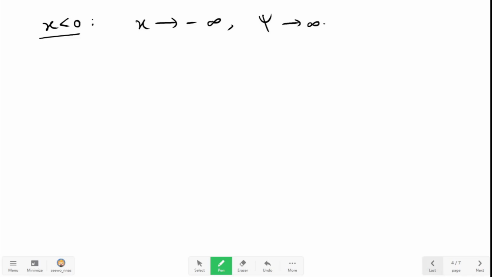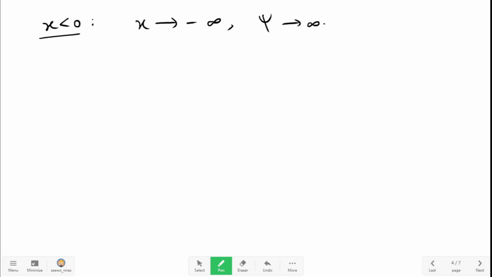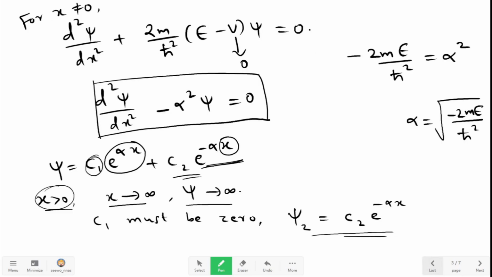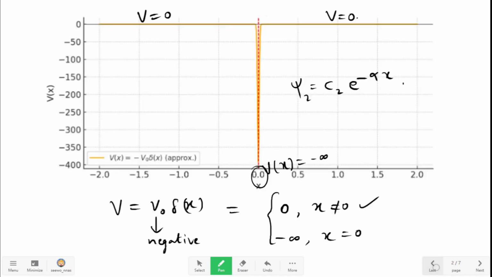Therefore, in the x less than 0 region, we need C2 to be 0. C2 must be 0, which means the wave function in the x less than 0 region, psi1, must be C1 e raised to alpha x. So in this region, we need psi1 to be equal to C1 e raised to alpha x.